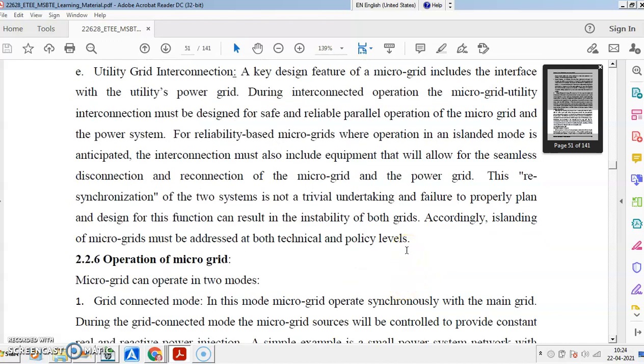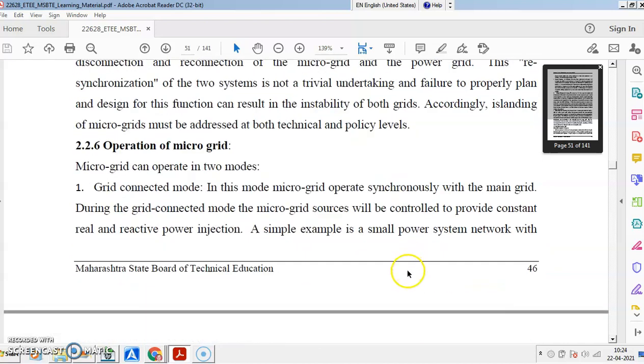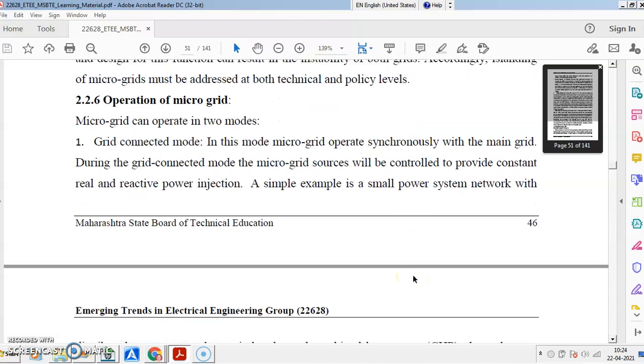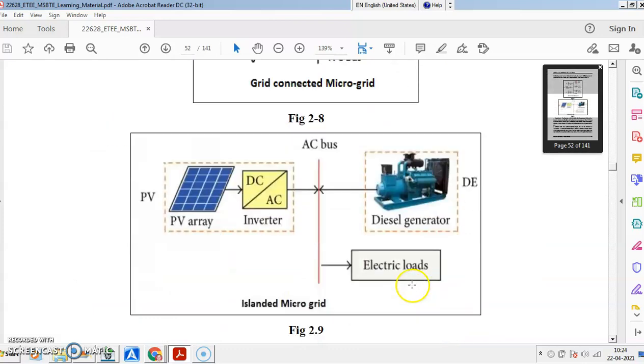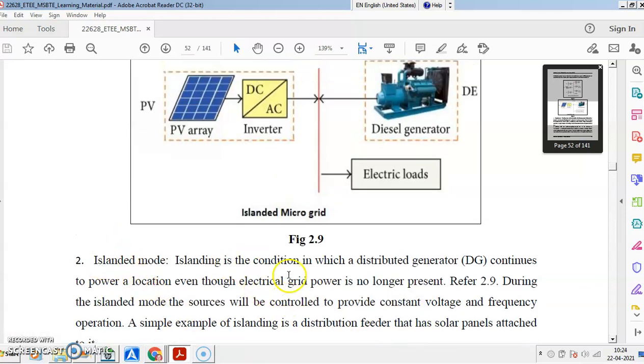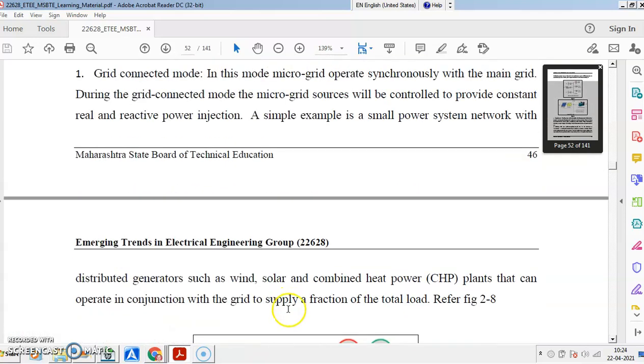Then operation of microgrid. So operation of microgrid, it is in two modes. Number one is grid connected mode, and number two, that is islanded mode. So this is very important: grid connected mode and islanded mode.